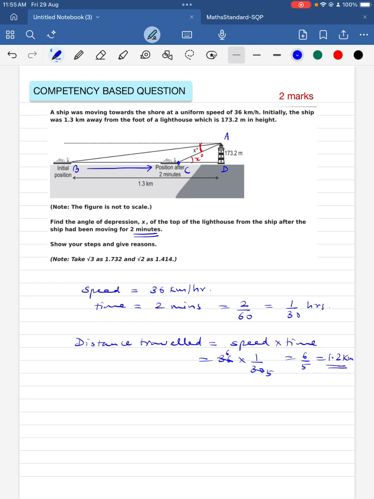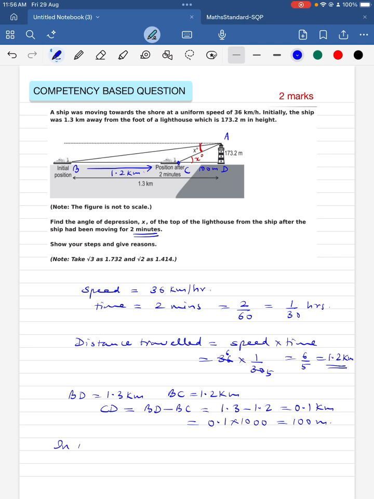So that means to reach from point B to C, it has traveled 1.2 kilometers. Now, I know that BD is equal to 1.3 kilometers and BC I just found out as 1.2 kilometers. If I subtract both, I can find out the length of CD. That's BD minus BC, which is equal to 1.3 minus 1.2, which is equal to 0.1 kilometers. If you convert it to meters, it would be 0.1 into 1000, which is equal to 100 meters. So we found out that the length of CD is 100 meters.